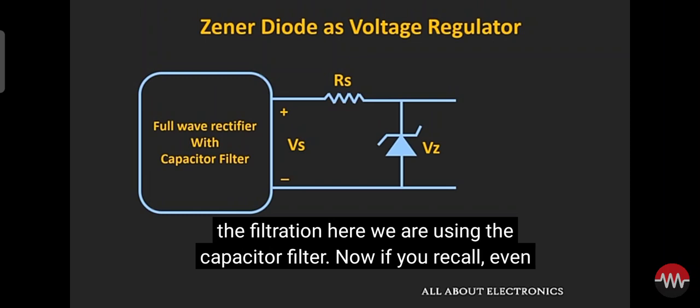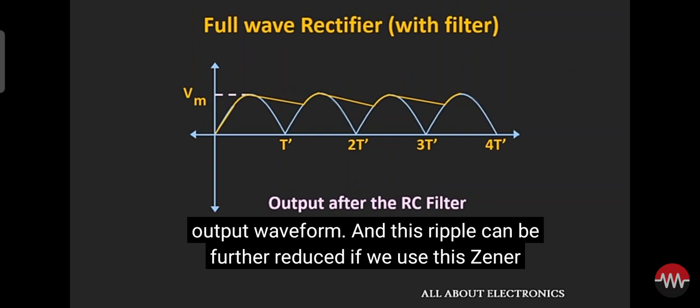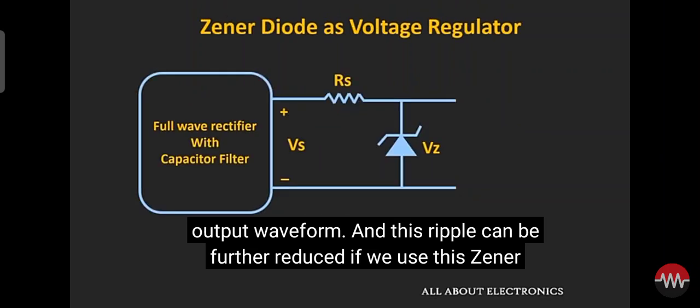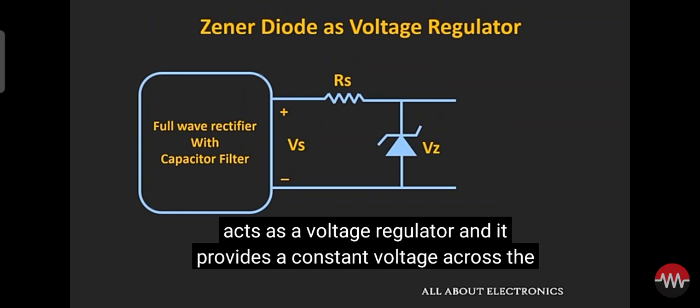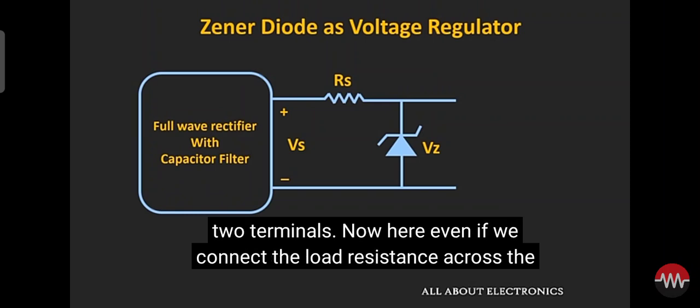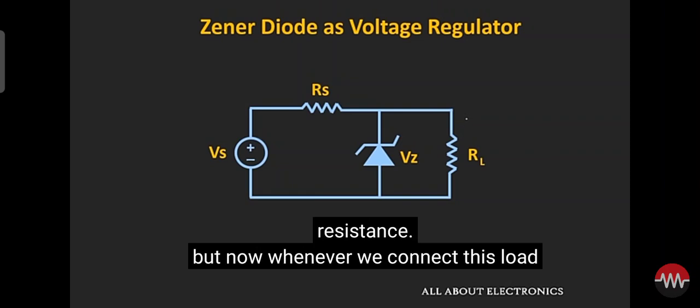Now if you recall, even if we use this capacitor filter, then also there is some finite ripple in the output waveform, and this ripple can be further reduced if we use this Zener diode at the output of this capacitor filter. So in this way this Zener diode acts as a voltage regulator and it provides a constant voltage across the two terminals. Now here even if we connect the load resistance across this Zener diode, then also it will provide a constant voltage across this load resistance.